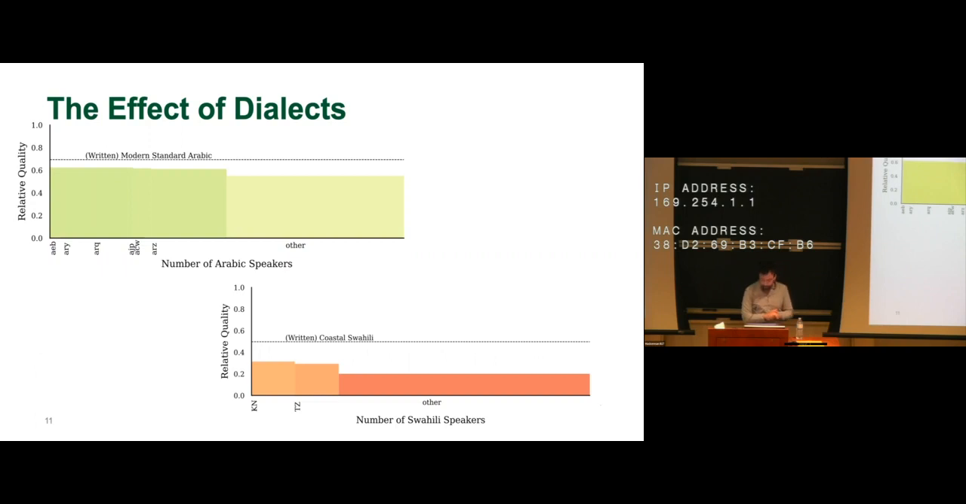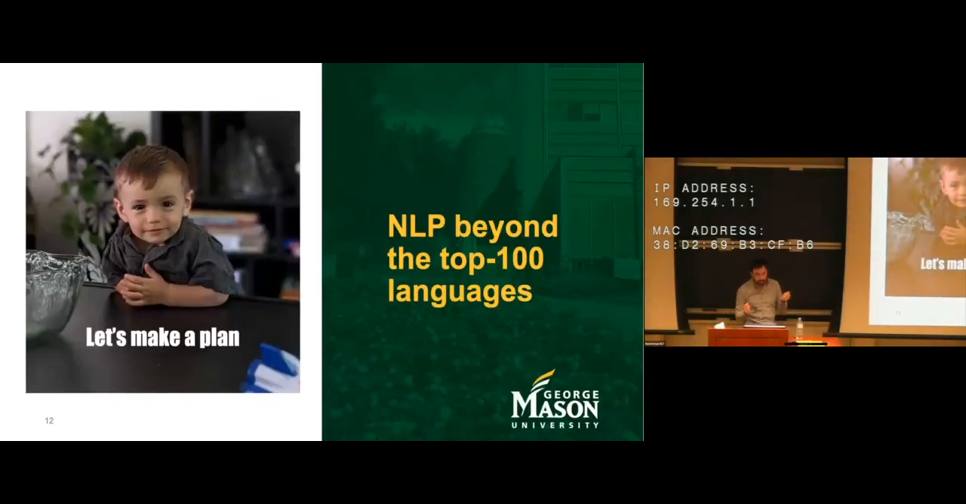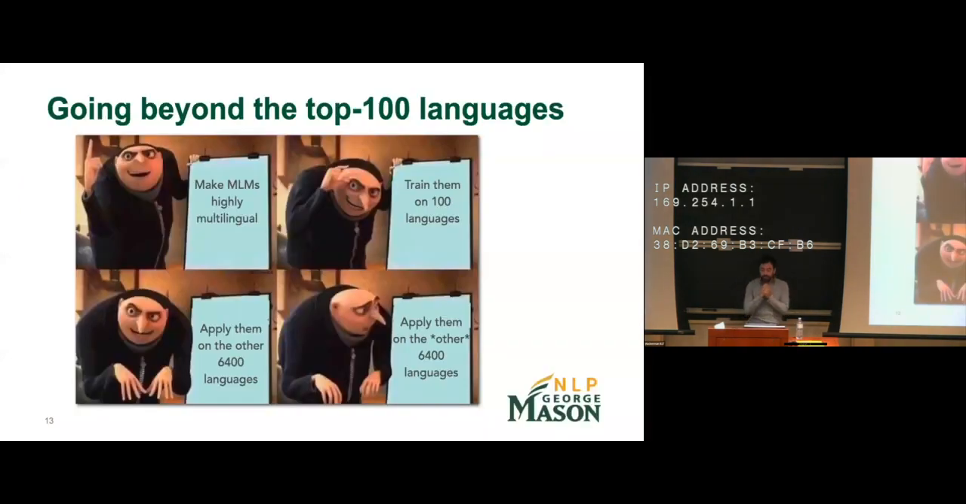Okay, so let's make a plan. How are we going to actually scale and be able to cover all of these, beyond the top 100 languages? Because you might have seen the idea that we're going to make these highly multilingual MLMs, masked language models, or just language models. We're going to train them on the 100-ish languages that we have data on, and then take them and apply them to all the other languages. When you try that, you might get some numbers, but there's a big disconnect between what you actually trained on and what you're trying to apply it on.